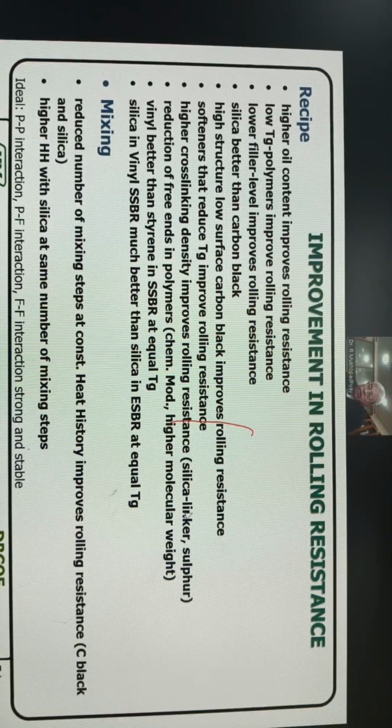Silica linker, that is silane coupling agent. Reduction of the free ends of the polymer, that means polymer filler interaction, no extra network material, that means chemically modified high molecular weight. If we say solution SBR, then the vinyl solution SBR is better than the styrene, at equal Tg. That means the trans and vinyl ratio is very, very important.